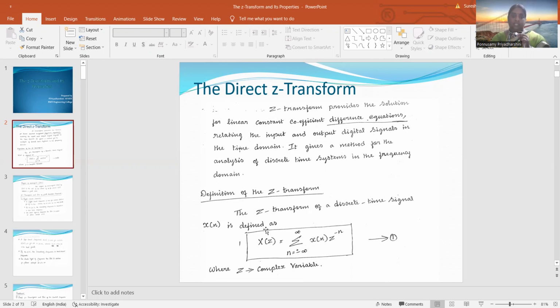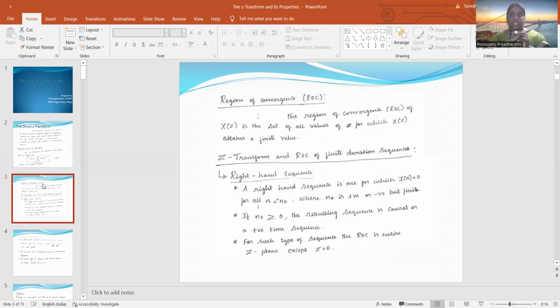X of z is defined as x of z is equal to summation n tends to minus infinity to infinity x of n z to the power of minus n, and z is our complex variable. The next concept of the Z transform is the region of convergence. The region of convergence of x of z is the set of all the values of z for which x of z attains a finite value.